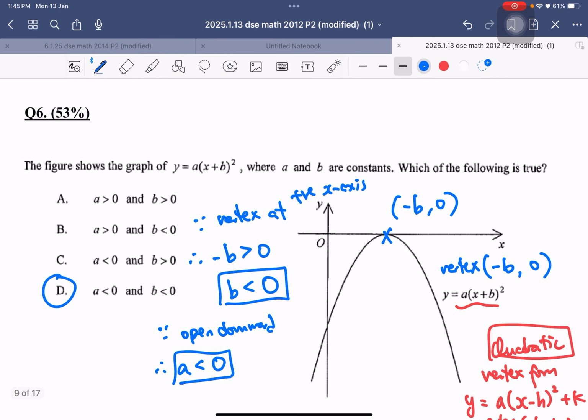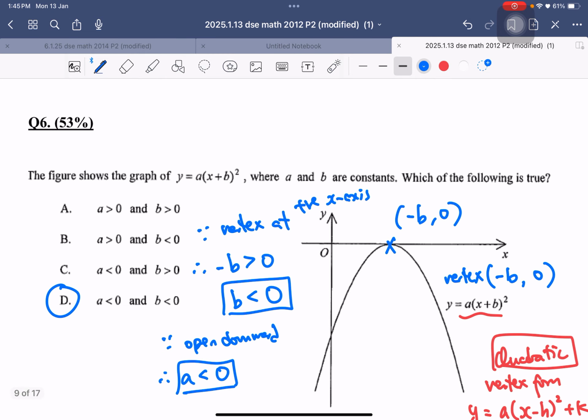And only half of the students in DSE understand this topic. It's not a really hard topic, isn't it? You just need to understand the vertex form. Then you can finish it. Okay? Can I move to the next part? Okay, Ria?